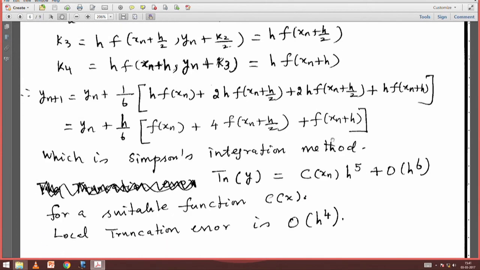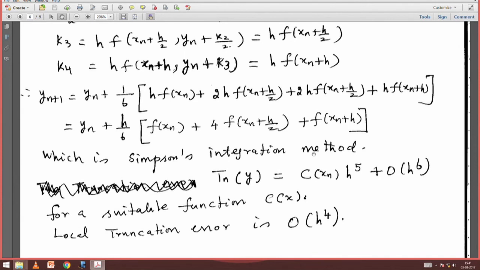So, you get y n plus 1 to be y n plus, I can remove this factor h from here. So, h by 6 f of x n plus 4 times f of x n plus h by 2 plus f of x n plus h. And do you recall what this method is? This is essentially Simpson's integration method.